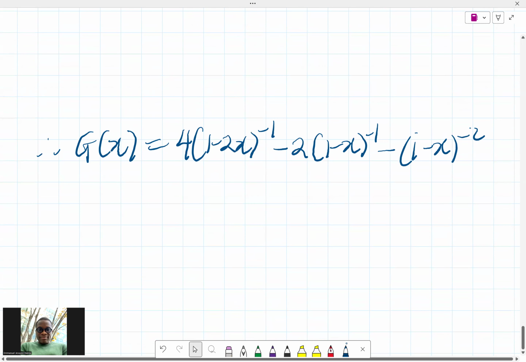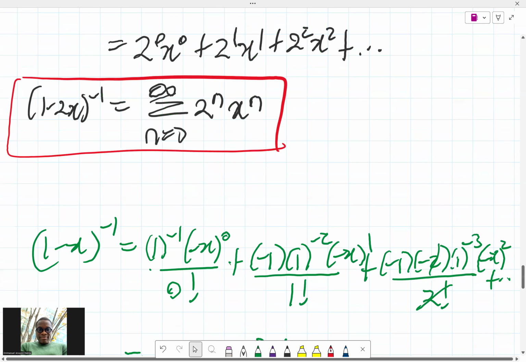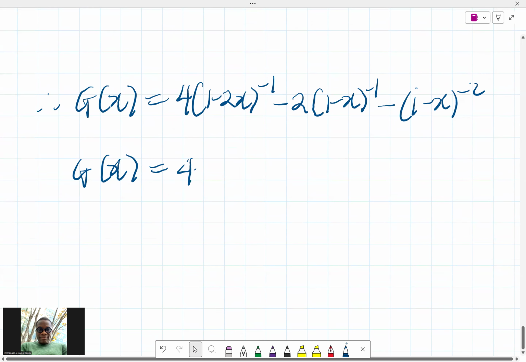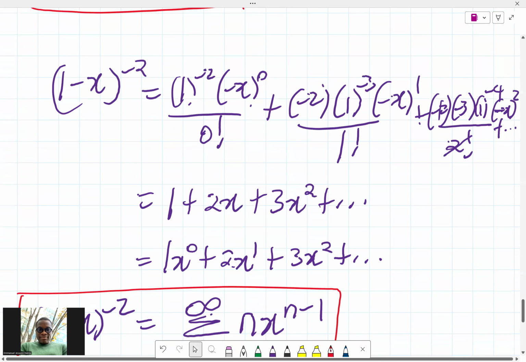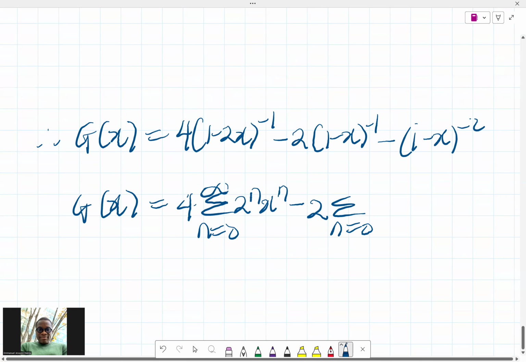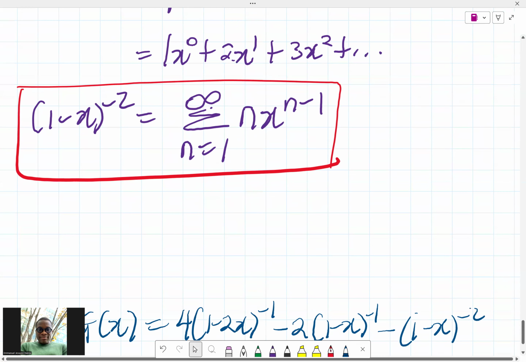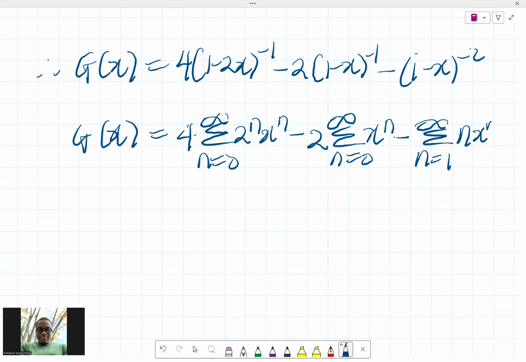So now we can fix those values. So g of x now is equal to 4 times 1 minus 2x raised by minus 1, which is 2^n x^n. So that's summation from n equals 0 to infinity of 2 raised by n, x raised by n, minus 2 times 1 minus x raised by minus 1, which is summation, that's x^n in short, from n equals 0 to infinity of x^n. Then the last one, minus 1 minus x raised by minus 2, will now be minus summation from n equals 1, mind you, to infinity of nx raised by n minus 1.